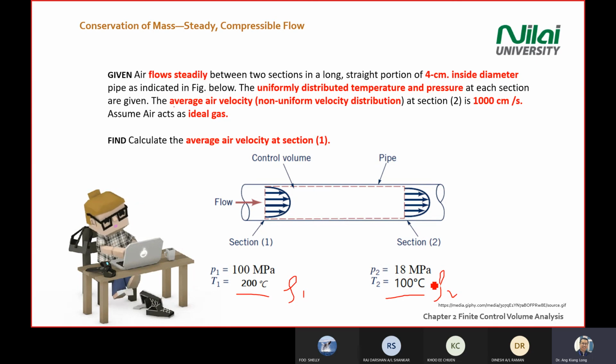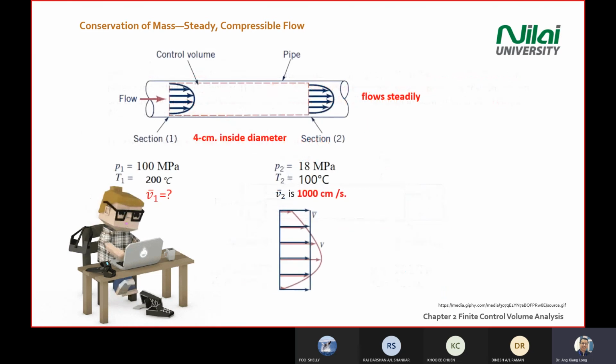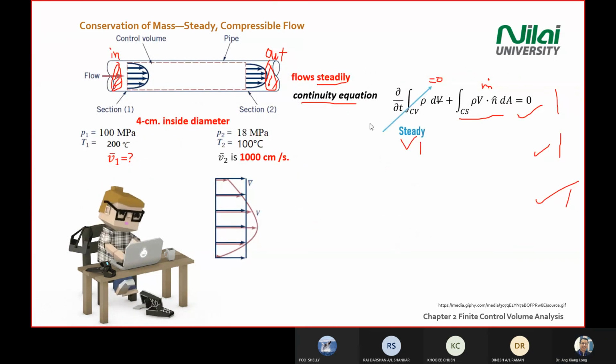So be careful. In the previous example, you saw the word incompressible, so you could cancel the density. However, in this case, the question itself has no incompressible. So the next idea, you look at the temperature. If temperature and pressure are also changing, it means that you have one set density for section 1, one set density for section 2. So you cannot straight away cancel your density like the previous example.